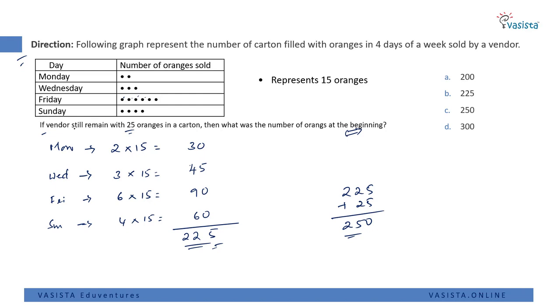So the question is, if the vendor still remains with 25 oranges in a carton, then what was the number of oranges at the beginning? At the beginning there are around 250 oranges. Monday is able to sell 30, Wednesday 45, Friday 90 and Sunday 60, so 225 is able to sell. Plus 25 still remains, so the answer here is 250. Option C is the right one.